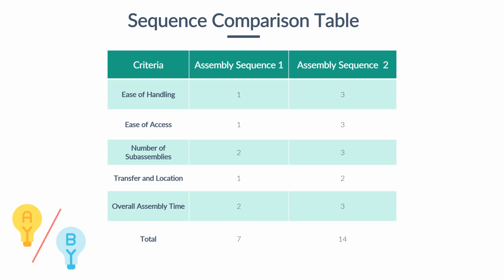Both sequences were assessed in a sequence comparison table. Assembly sequence 2 scored higher due to an improvement in terms of ease of handling, ease of access, as well as overall assembly time over assembly sequence 1.